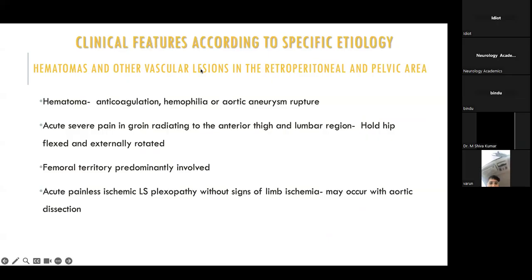Coming to clinical features according to the specific etiology, hematomas and other vascular lesions in the retroperitoneal and pelvic area. These patients having these hematomas present with acute severe pain in the groin radiating to the anterior thigh and lumbar region. Due to this pain, they hold the hip flexed and externally rotated. And mainly the femoral territory is predominantly involved in this type of cause. Sometimes the patient can present with acute painless ischemic lumbosacral plexopathy without signs of limb ischemia, which can be seen in aortic dissection.